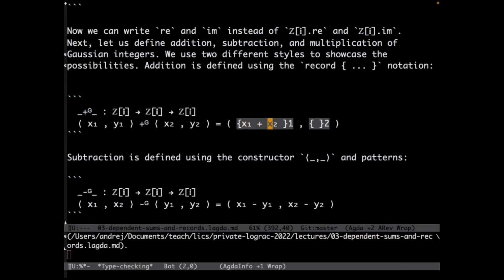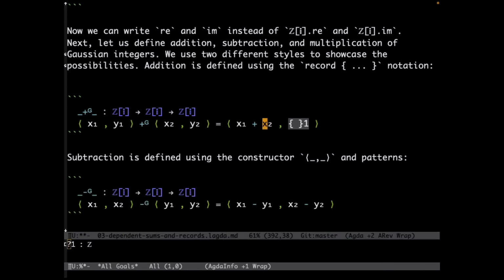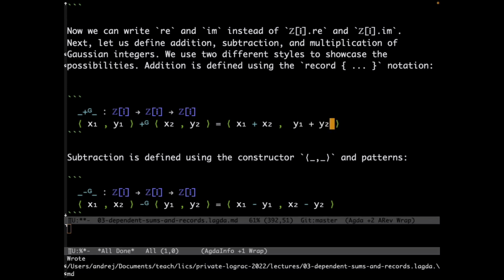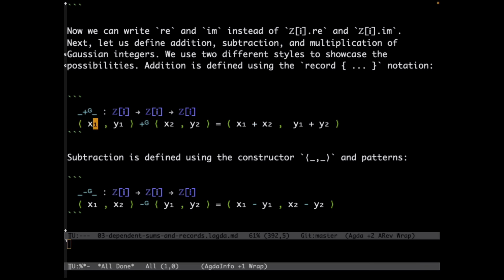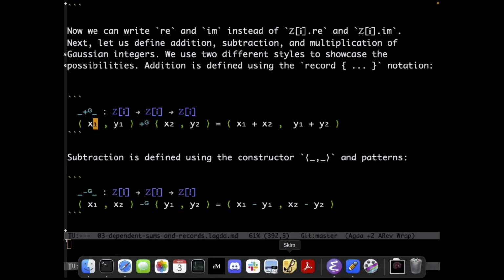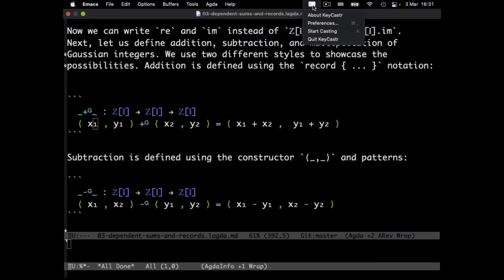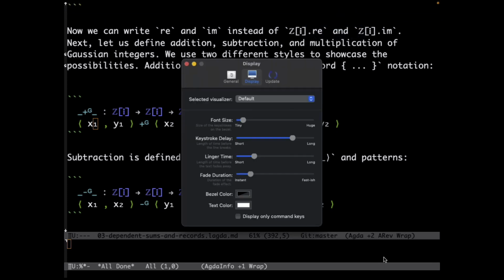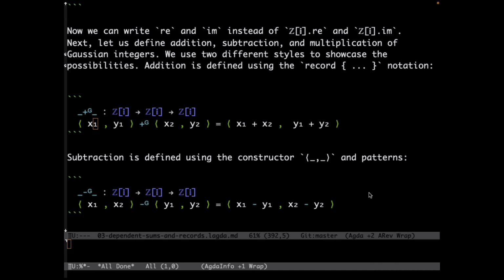No? What? Okay, I forgot to load the file. y1 plus y2. What happened to the keycaster? It's not showing up, right? It's not happy. Maybe now is not the time to. Okay, not gonna try to debug it now. That was yet another way to work with constructors.